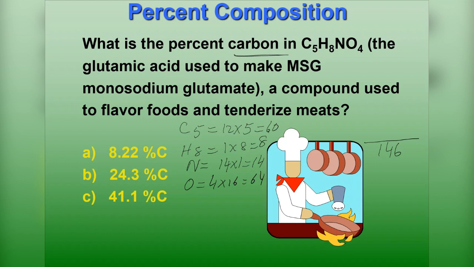Carbon mass is 60. So 60 divided by 146 times 100. What we got? 41.1. So this is the right answer.